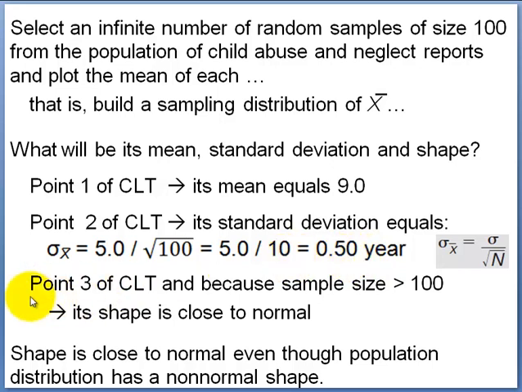And finally, point 3 of the central limit theorem, in conjunction with the point that I made about sample size being 100 or greater, tells us that the shape of the sampling distribution will be close to normal. Again, it will have this shape close to normal, even though the population distribution has a non-normal shape.